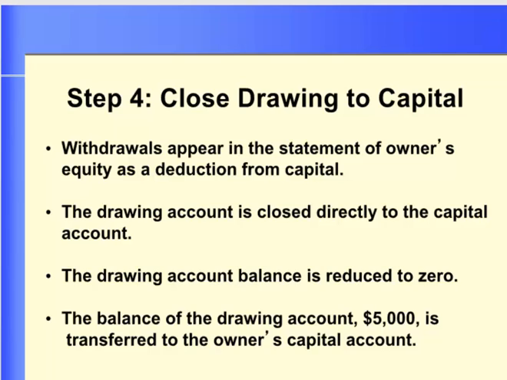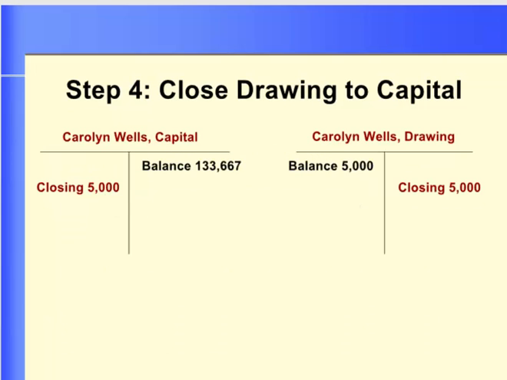Our final step is to close the owner's drawing account. Step 4. The owner's drawing account has a debit balance and is closed directly to the owner's capital account. In this step, we are reducing the drawing account balance of $5,000 to zero. We need to debit Carolyn Wells Capital for $5,000 and credit Carolyn Wells Drawing for $5,000 to close it to zero.